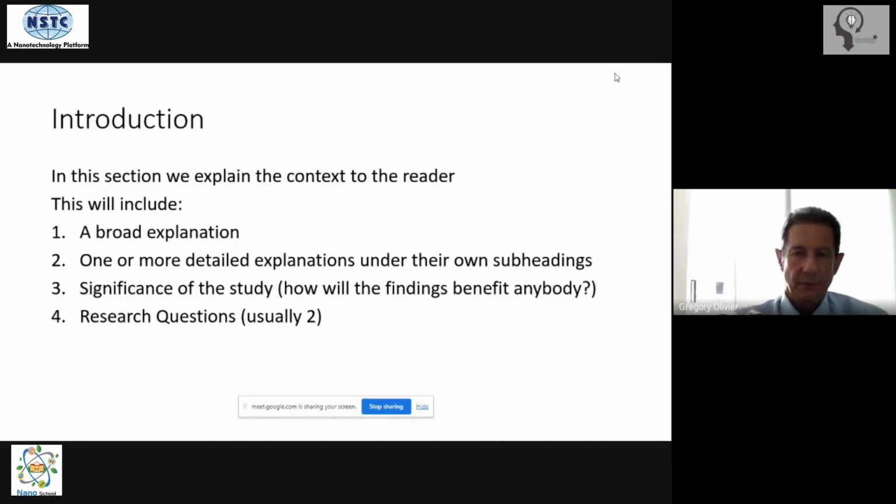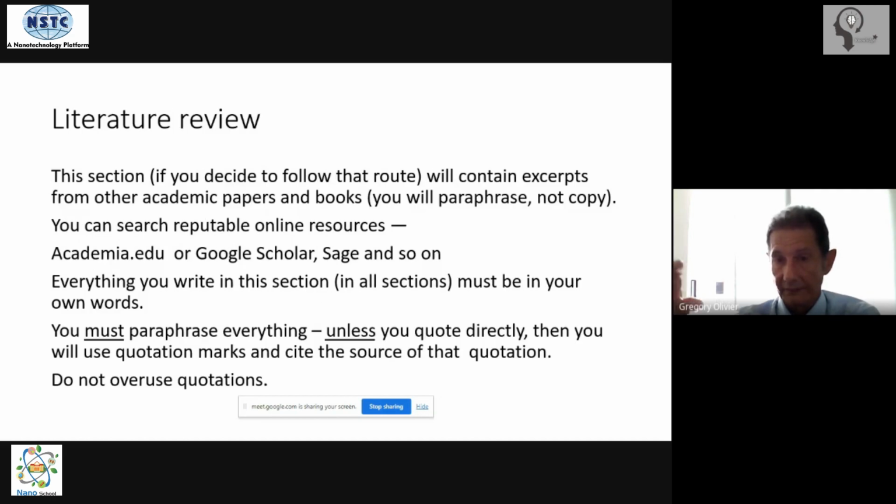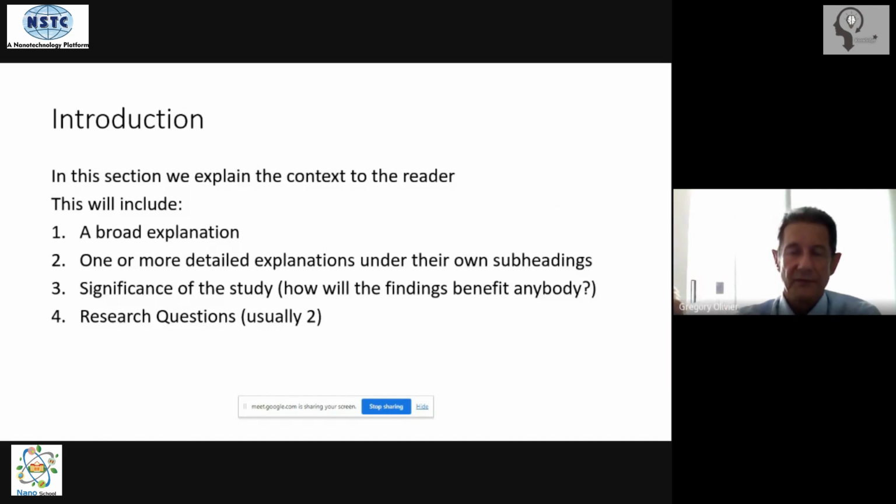Okay, the next section of the paper is your introduction. Now, the introduction, in some cases, is known as Chapter 1. So this will include a broad explanation of what you're doing, and then one or more detailed explanations under their own subheadings. So you have a broad explanation followed by detailed explanations. Significance of the study. The significance of the study shows how your findings will benefit other people. And in the introduction, include your research questions, usually 2.